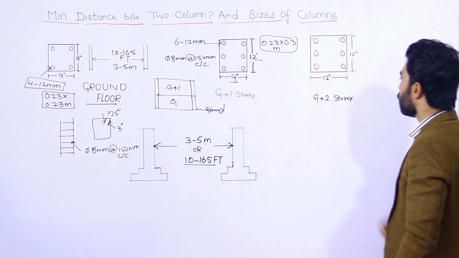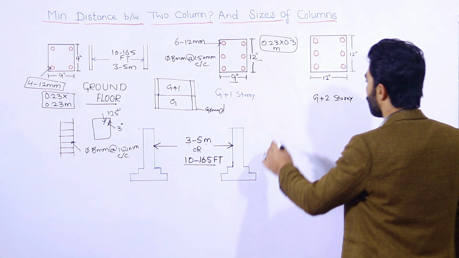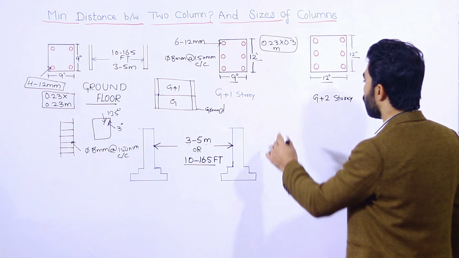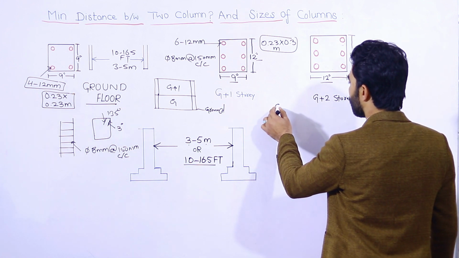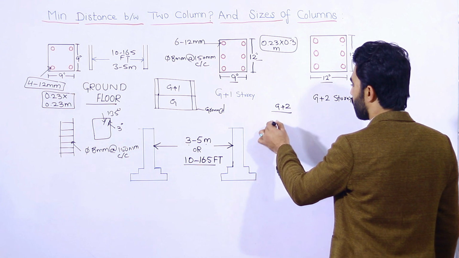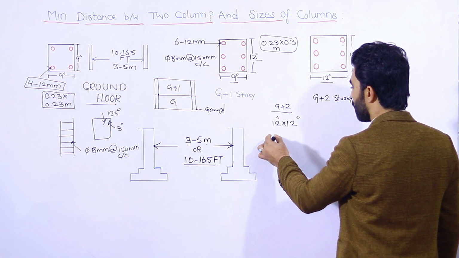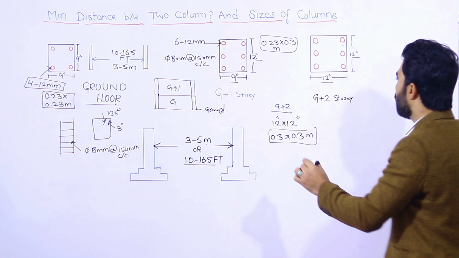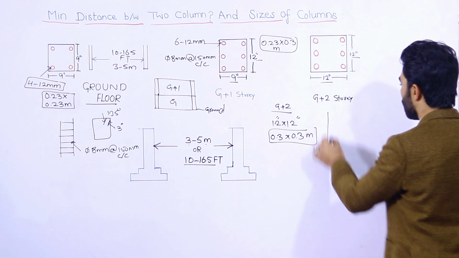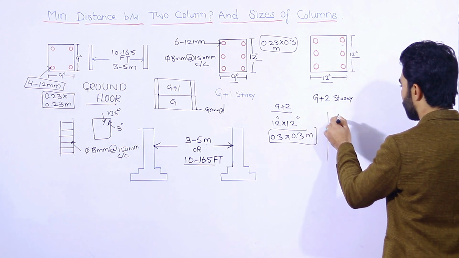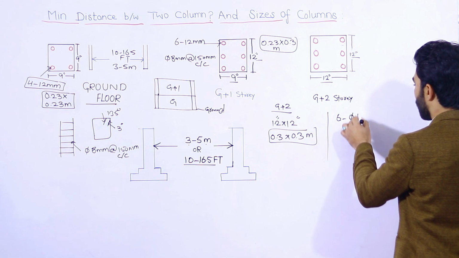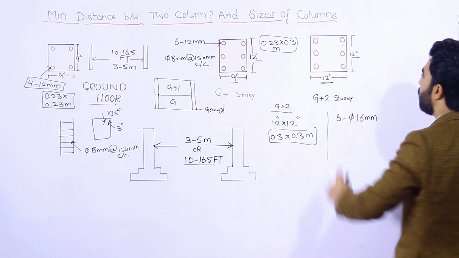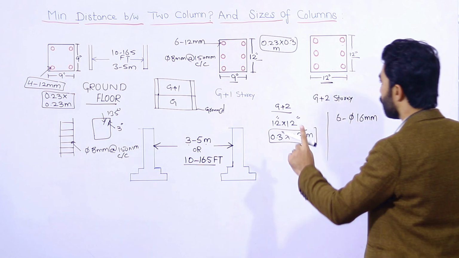But for G+2 story, the size of column should not be less than 12 by 12 inches. So this is for G+2 story: size of column 12 by 12 inches, or you can say 0.3 by 0.3 meter. This is the size of column. And now let me guide you for steel reinforcement. Remember guys, use minimum 6 steel rods, 6 numbers, and dia should not be less than 16 mm, if the size of column is 12 by 12 inches.